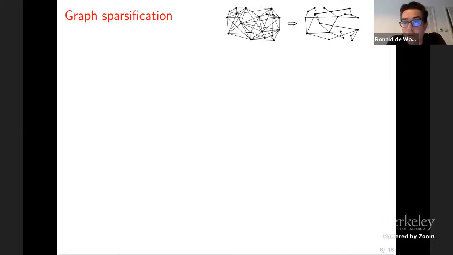And sparse graphs are good because they're cheap to store. A graph is typically stored as a list of edges. If you have fewer edges, you need less space to store your graph. And it's also typically faster to run an algorithm on a sparse graph than it is to run an algorithm on a dense graph.